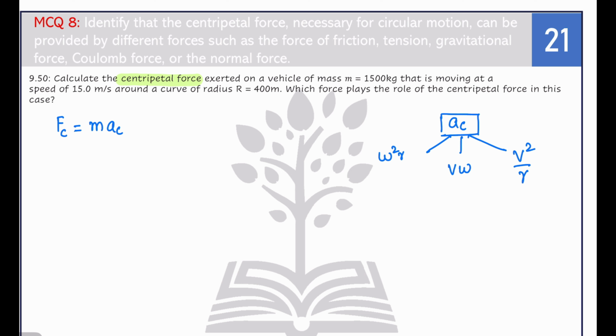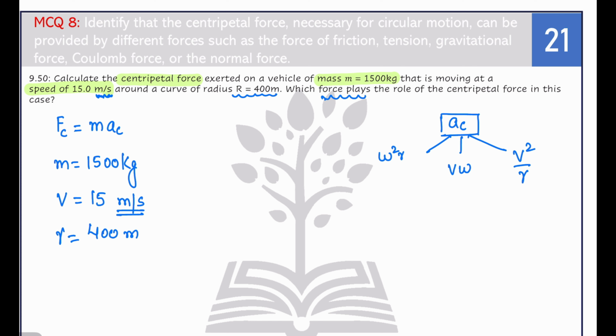Okay, calculate the centripetal force exerted on a vehicle of mass. Mass is already given. M is 1500 kg, that is moving at a speed. Okay, guys, now velocity is given in meter per second. V is 15 meter per second. This is the keyword. You need to identify whether omega is given or velocity is given. Okay, radius r is given.